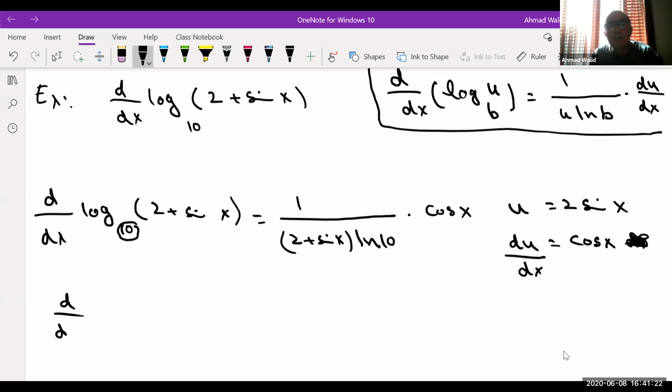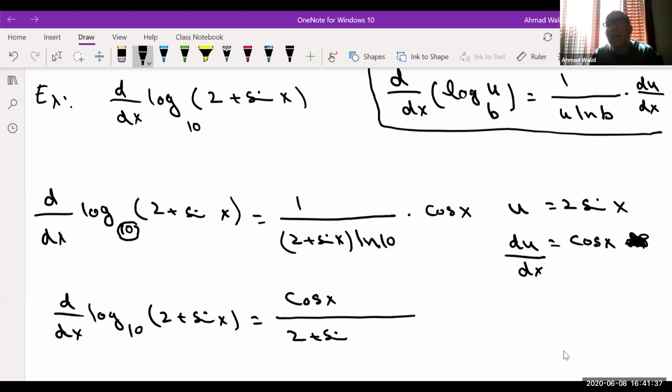Then d over dx of log base 10 of 2 plus sine x equals cosine x over 2 plus sine x times ln 10. That will be your final answer, correct? Very easy.